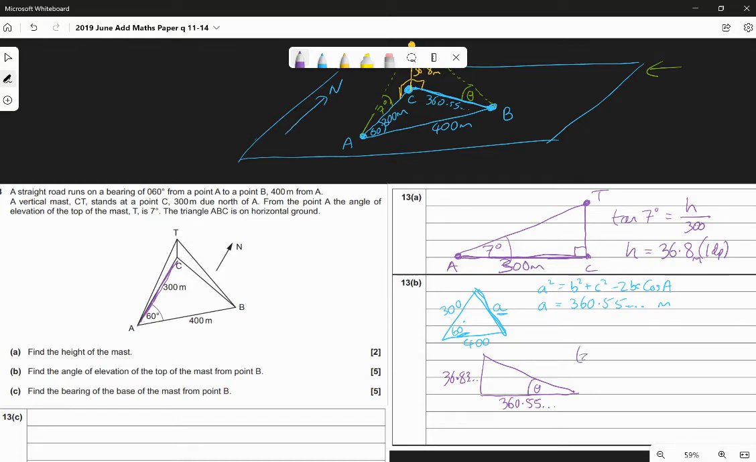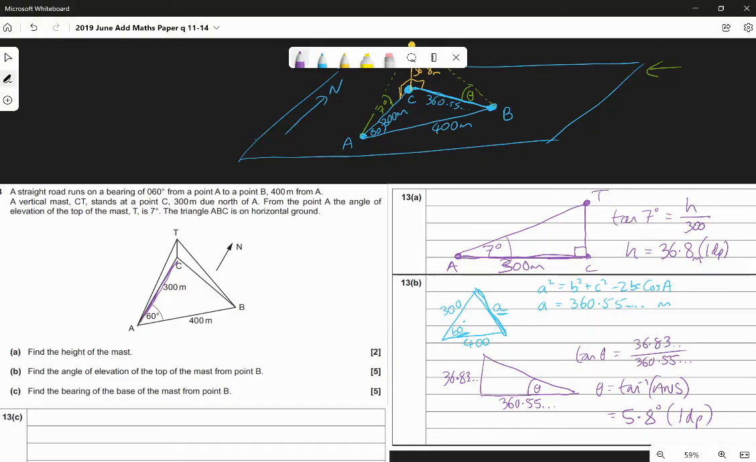So I know that tan theta is equal to 36.83 dot dot dot over 360.55 dot dot dot. And therefore theta is the inverse tan of that fraction. So tan to the minus 1 of the answer that's in my calculator from that fraction. And that gives me, when I've done that, 5.8 degrees. This one is degrees because it is an angle to 1 decimal place. Okay, so the angle of elevation of the top of the mast from point B is 5.8 degrees to 1 decimal place.